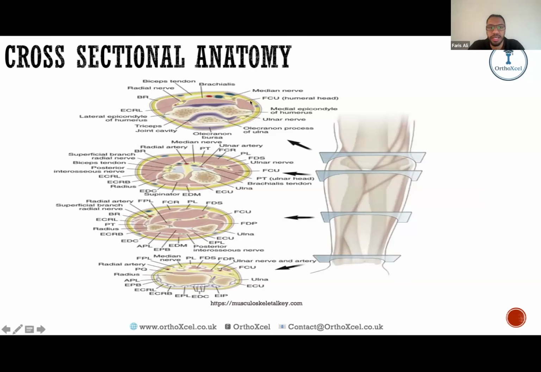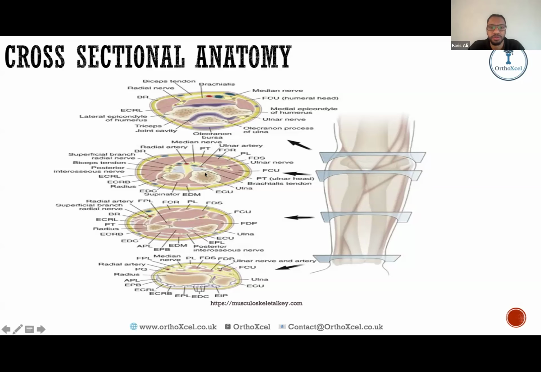So, for example, you can see FCU here on this section. It looks a bit different, but the FCU is still here. So you can see where FDS, FDP, FCU are, and you have your median nerve here. So usually there is a lot of repetition. The median nerve is here, but the format changes. So always try to make it easier.